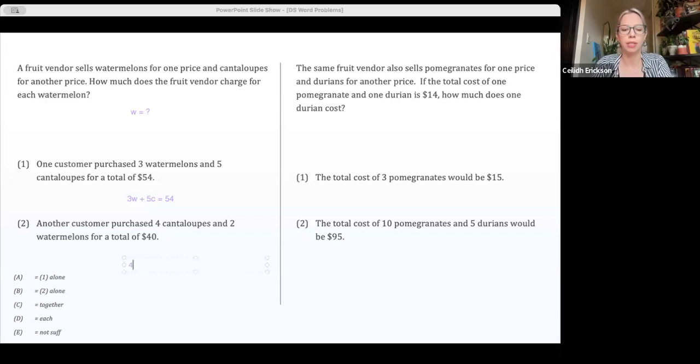Statement 2, similar idea, 4C plus 2W equals 40. Once again, we've got one equation with 2 variables in it, not going to be enough by itself. But if we put these 2 equations together, 2 equations, 2 variables, that is going to be enough. So the answer to this one was C, if we use them both together. And I hope you didn't do the work to figure out what the value of watermelons actually is.